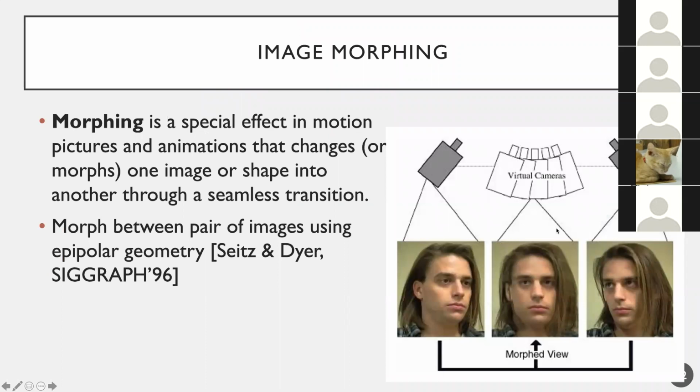Another application is called image morphing. Image morphing is whenever you have an image of one side and another side, like the left side of the face and the right side of the face, and you estimate the front side of the face. It is called image morphing. This was quite old, it's in 1996.